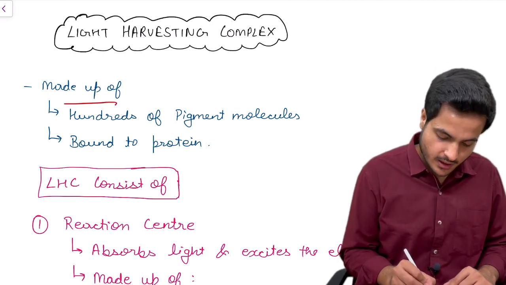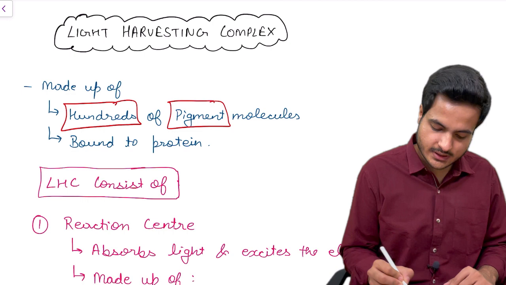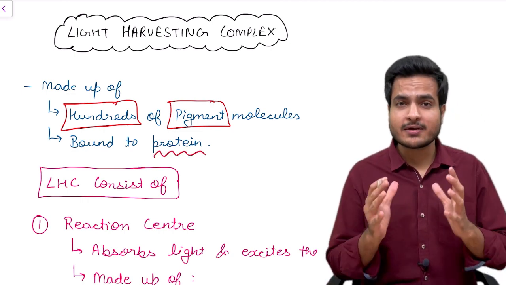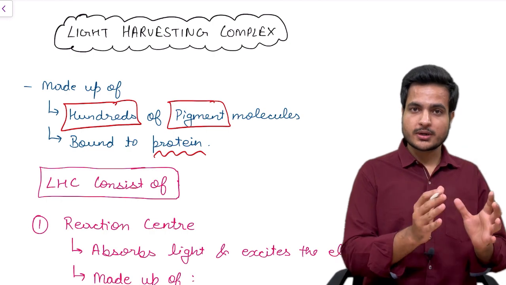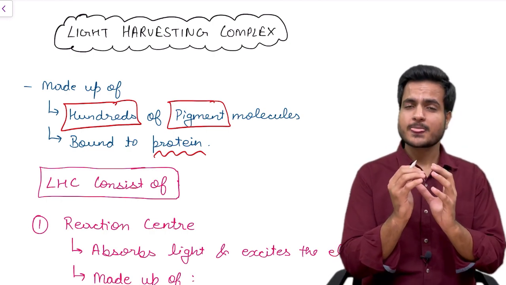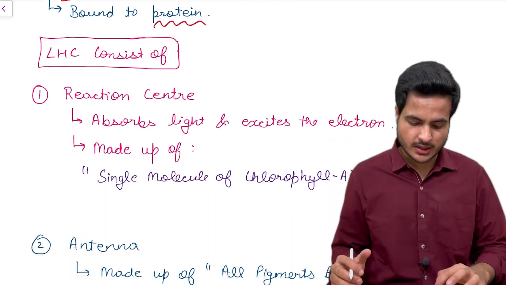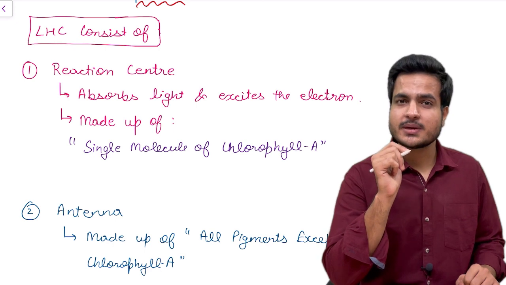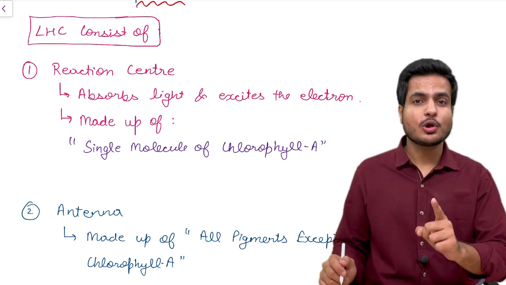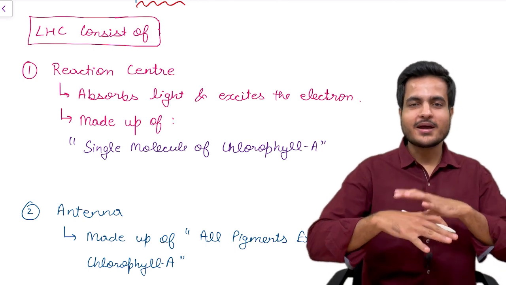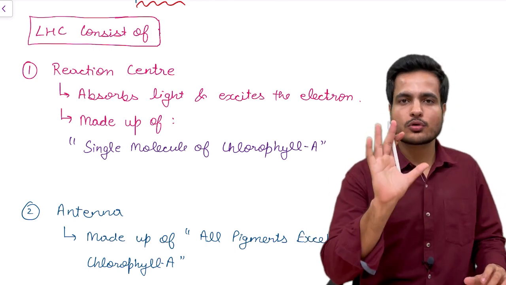It is made up of hundreds of pigment molecules and these are bound to proteins. As I told you, light harvesting complex has two important structures in it. One is the reaction center, which is present in the center, and then we have the other thing which is called antenna. The reaction center is made up of one single molecule of chlorophyll A, and the antenna is formed by hundreds of pigments except chlorophyll A.